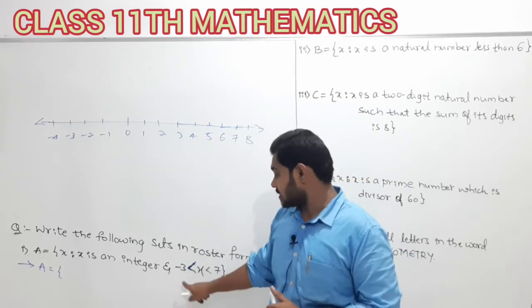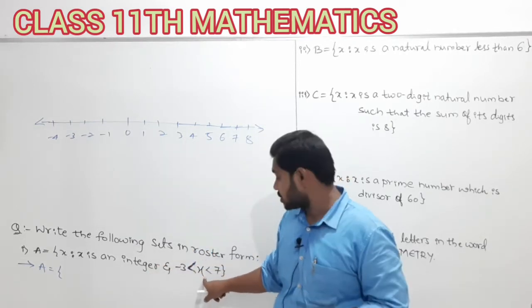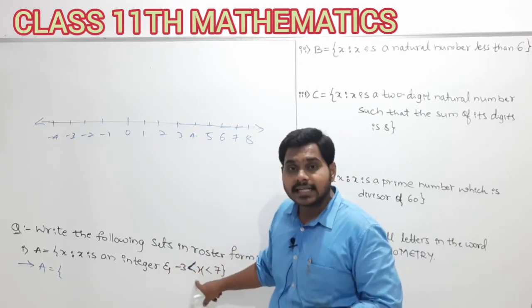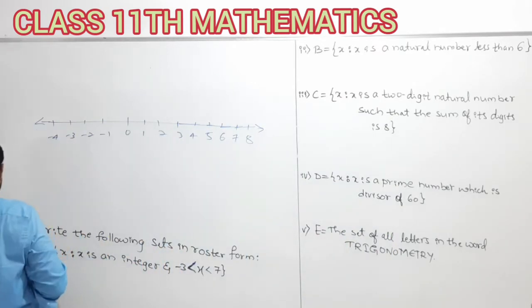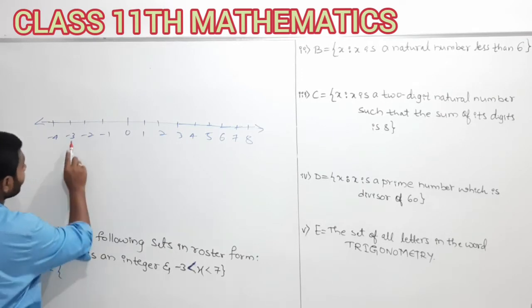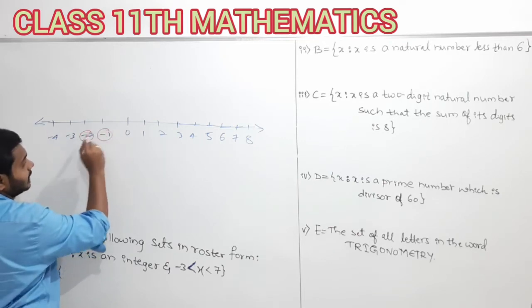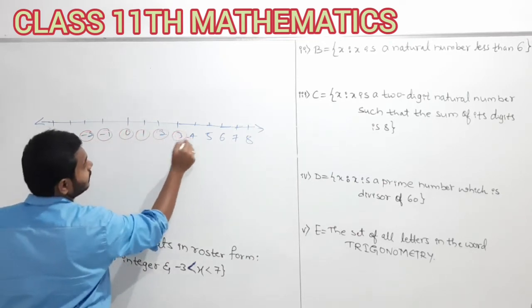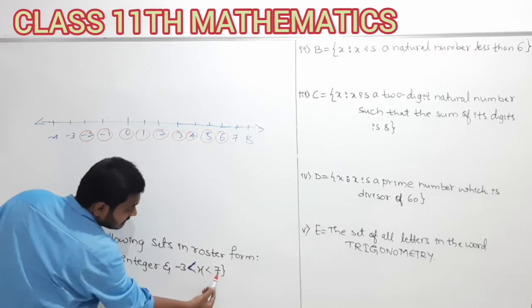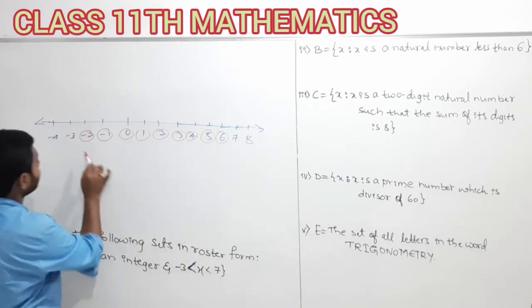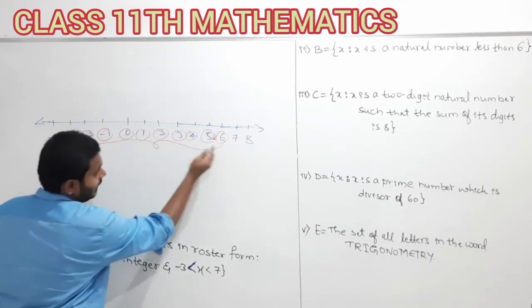But what is the condition, my students? You should take the integers, and they must satisfy this condition. Your x value, whatever integer you are taking, must be greater than -3. Greater than -3 means you should go this way. So -2 is greater than -3, then -1, 0, 1, 2, 3, 4, 5, 6. 7 you should not take, because your values must be less than 7 and greater than -3. So these are the only integers which are greater than -3 and less than 7.